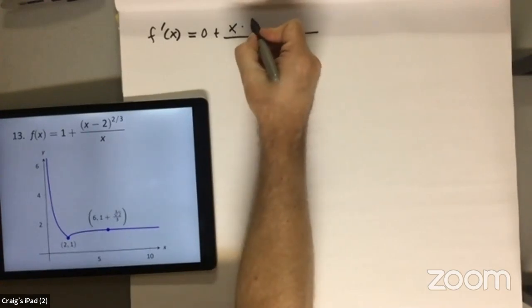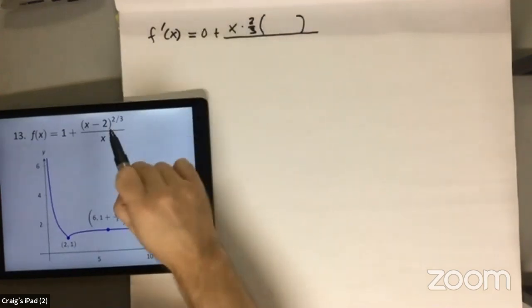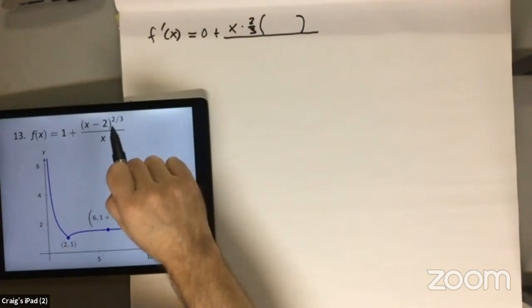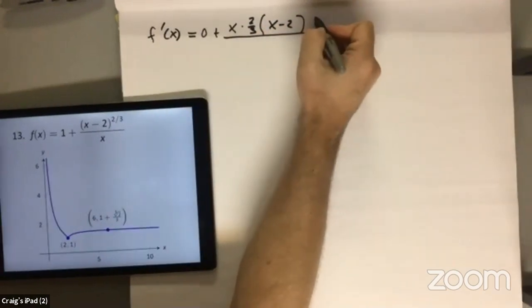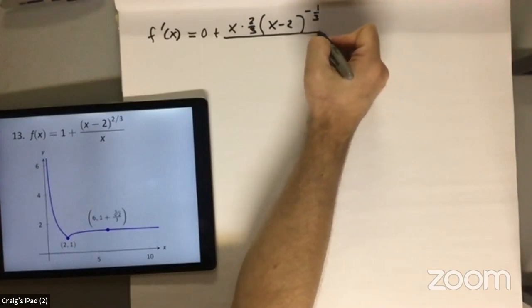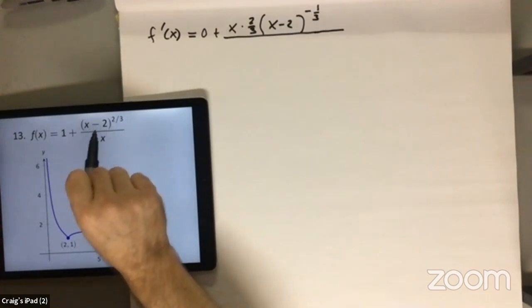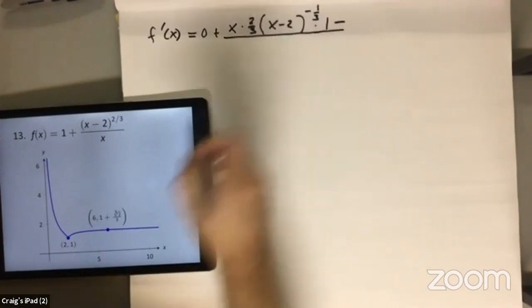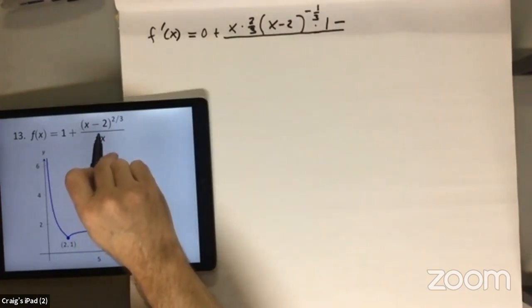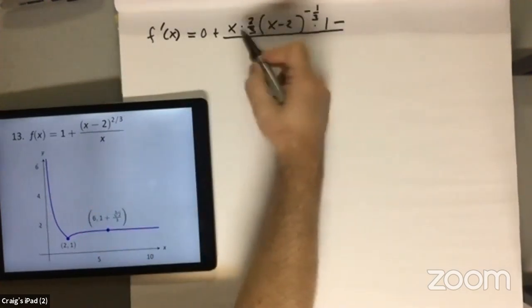So bottom times derivative of the top. The derivative of the top is that I take the 2/3 exponent, the power, down, and I multiply by 2/3. Then I do x minus 2. Then I subtract 1 from the 2/3, which is negative 1/3. And that would be the derivative of the outside function. Now I have to differentiate the inside function, but fortunately the derivative is just 1, so we're finished there. So the derivative of x minus 2 is just 1 minus 0. So the derivative of the inside is trivial. This whole thing is finished.